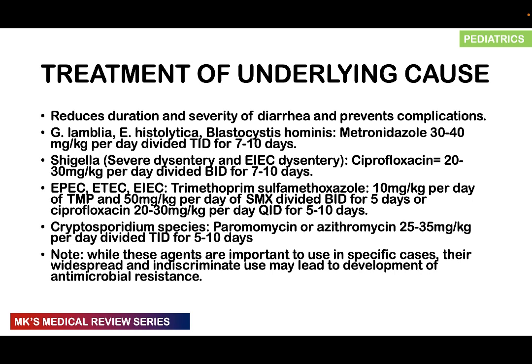For those that have Cryptosporidium species, paromomycin or even azithromycin 25 to 35 milligrams per kg per day divided in 3 doses for 5 to 10 days can be given. So remember, these agents are quite important to use in some specific cases, and their widespread use has now led to resistance to most of these organisms, so use them with caution. And remember that it's not all diarrhea that is equal to antibiotics.